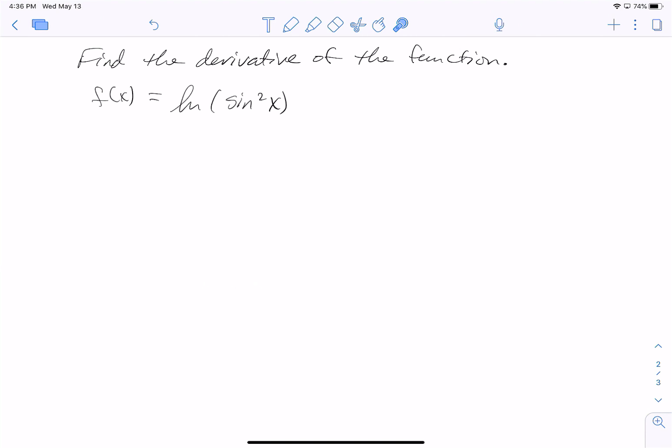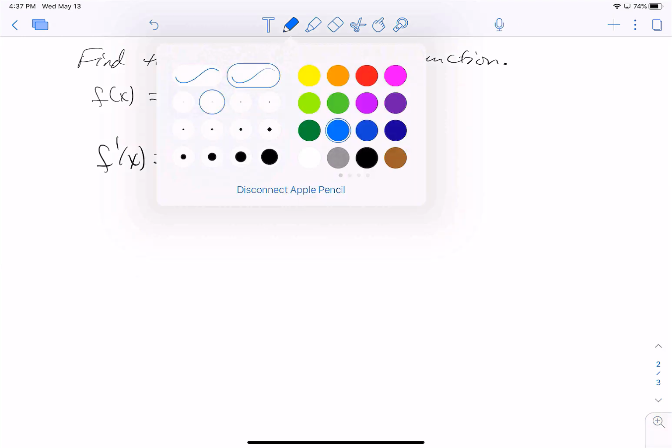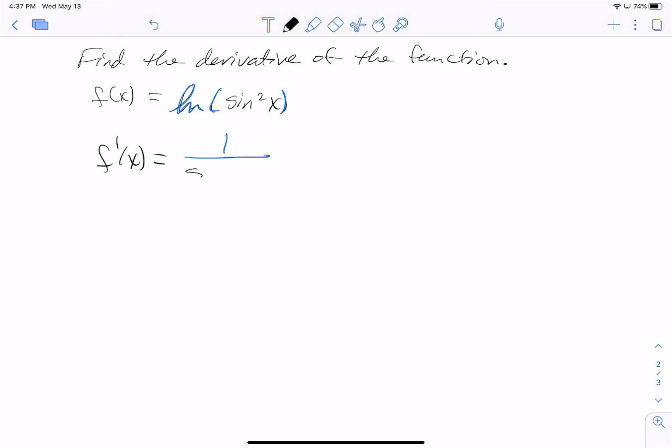We're going to differentiate the function f of x equals the natural log of the sine squared of x. For this, we're going to need to use the chain rule. F prime of x is equal to, now the first thing we're going to differentiate is the outside function, which is the natural log. And the derivative of the natural log is 1 over whatever is the argument of the log. And so in this case, it'll be 1 over the sine squared of x.